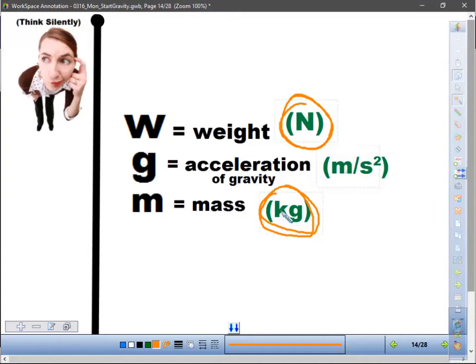Mass is how much stuff something's made out of, but weight is a force. It's the force of gravity. So it's measured in newtons, okay? So these are the units.